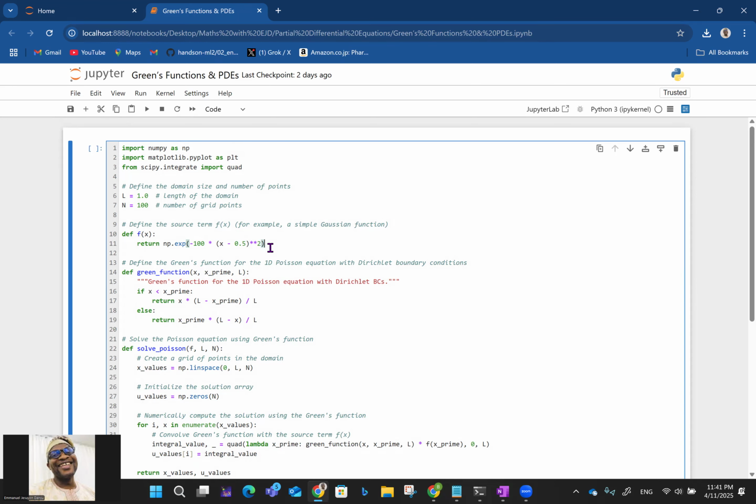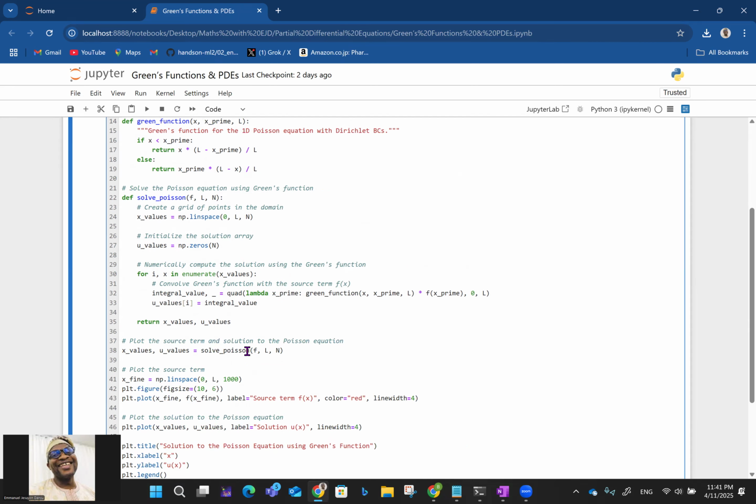That is what we take here as our source term f of x. So then we define the Green's function for the 1D Poisson equation with Dirichlet boundary conditions. So we have all of that going on here. And then we define a function called solve Poisson, and we create a grid of points in the domain where the x values go from 0 to L divided into n equal steps.